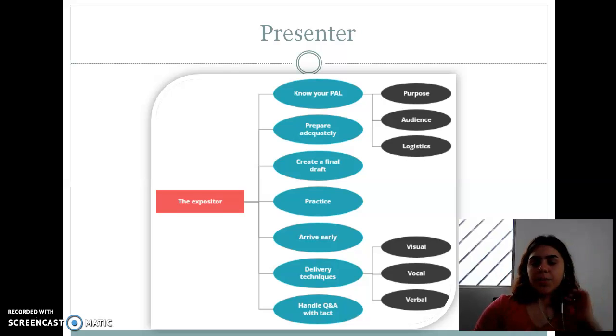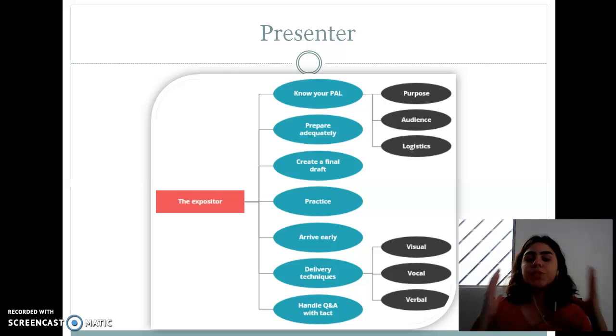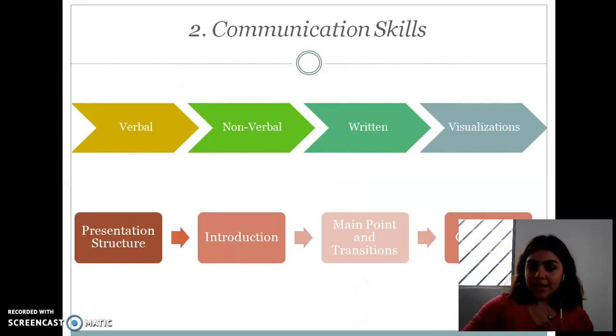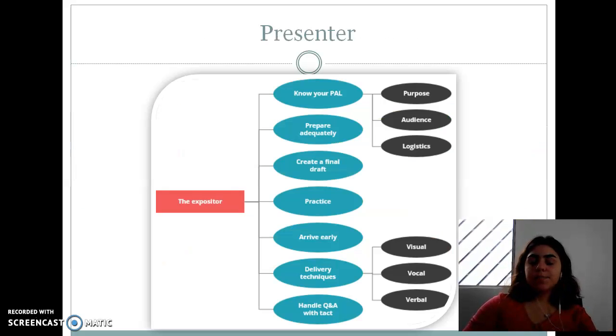This is part of the communication skills as well, because the presenter is the person who is going to do all of these last steps. The expositor has to know the audience, has to prepare, has to know about the subject, but also has to know the purpose of the presentation, the audience, the message, and who is receiving the message.